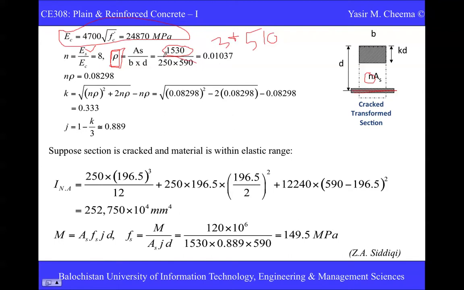This is the area of steel, the reinforcement that is inside your section, and here is the area of the section. To make it clear, it's not actually the area of the section, it is the effective area. You see here we use the effective depth. We didn't use the total depth of the section. Make it very clear.